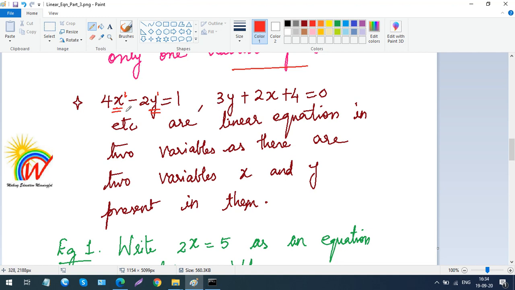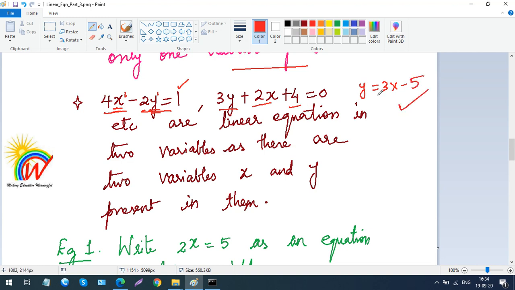I can write the x term and the y term together, and the constant after the equals sign, or I can write everything together, x term, y term and the constant term, and then finally equate it to 0. Or I can write something like this also, y equals 3x minus 5. This way also I can write a linear equation.